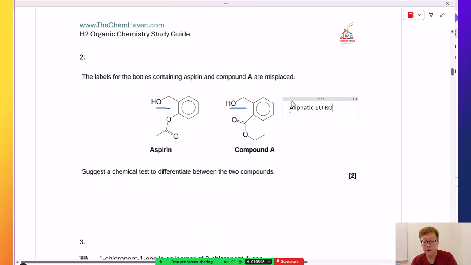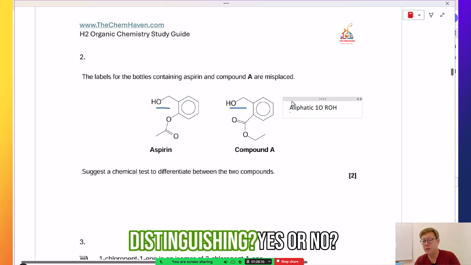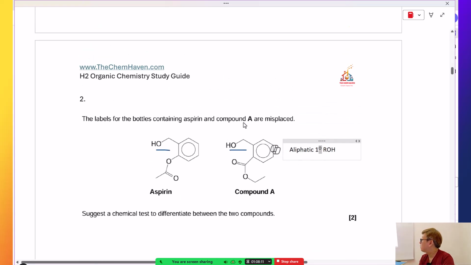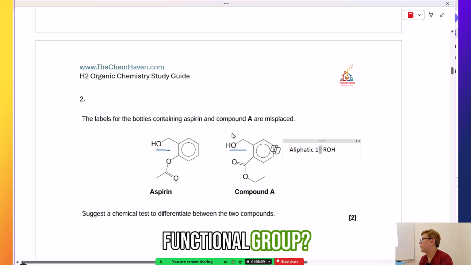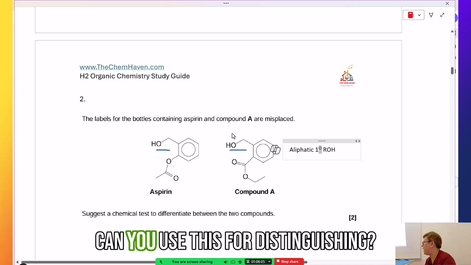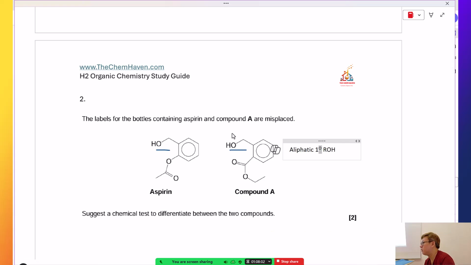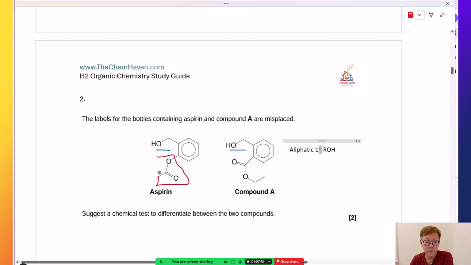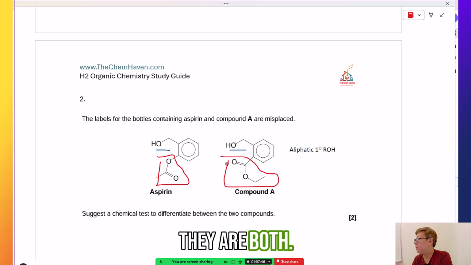So, question. Do you think we can use this as distinguishing? Yes or no? Is this the unique or the same functional group? Same. So if both of them have it, can you use this for distinguishing? Of course not. Clear? Now, second one is what? Second one, if you look carefully, this is what functional group? They are both.